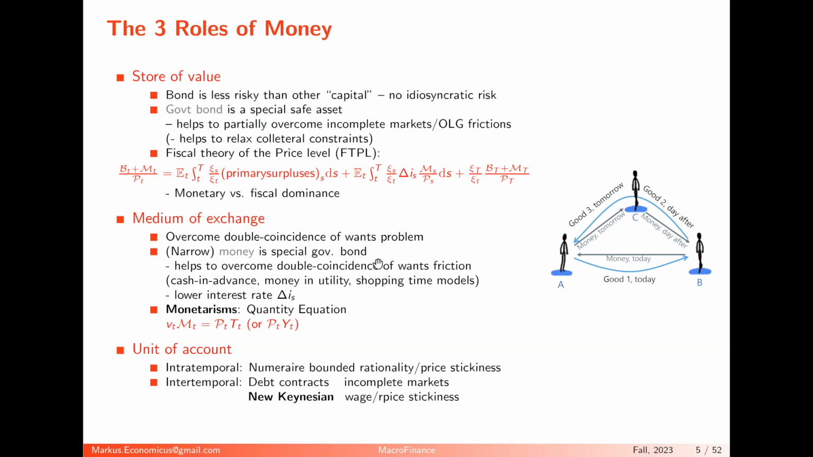Is that, the store of value bond is less risky than other capital, say physical capital, or even stocks. There's no idiosyncratic risk associated with that. And the government bond is typically a safe asset. It's a special safe asset, with a particular safe feature. There will be flight to safety, and that actually is very useful and overcomes certain frictions which might be due to incomplete markets or the OLG, overlapping generations. We will deal with this today.